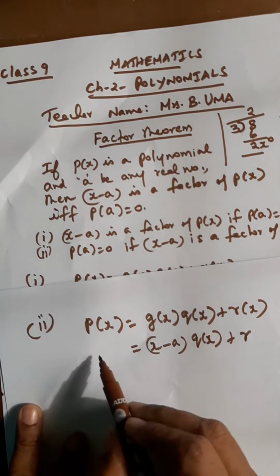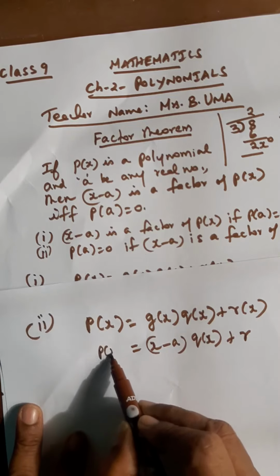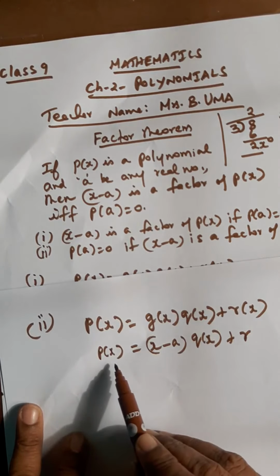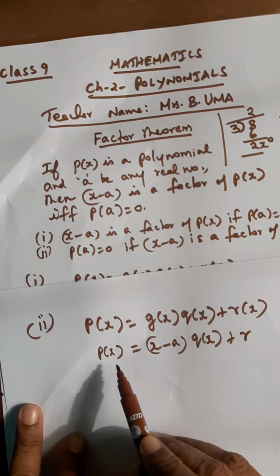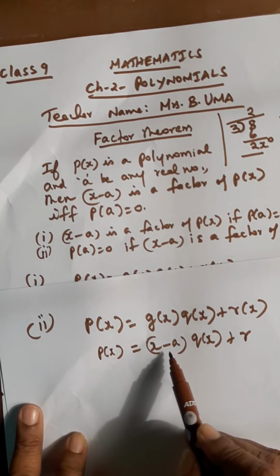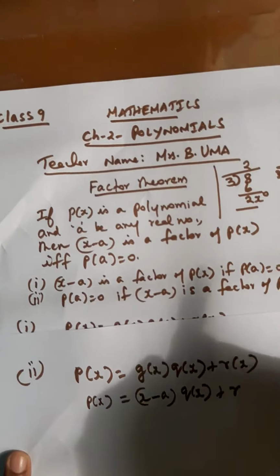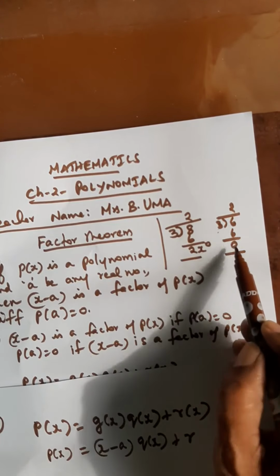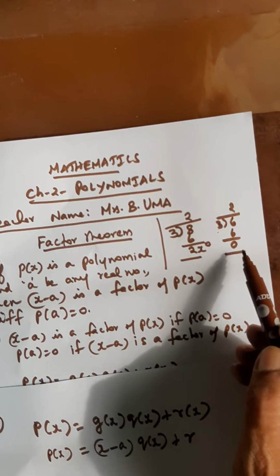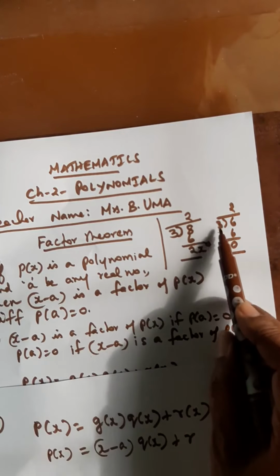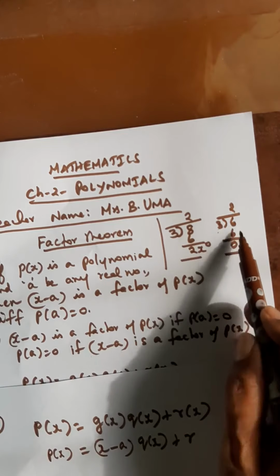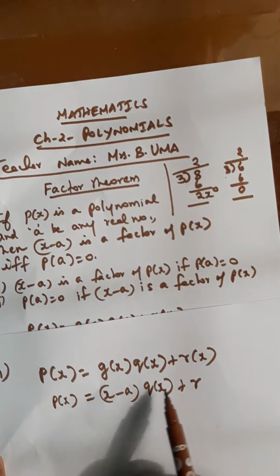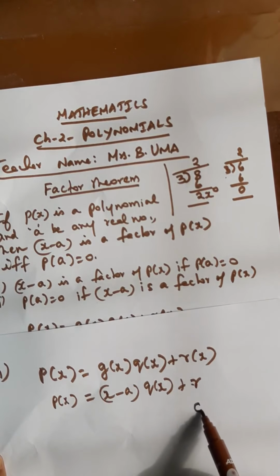Now, look here. This is P of x. It is given that x minus a is a factor of P of x. Once this becomes a factor of P of x, there won't be any remainder. See here, once 3 becomes a factor of 6, the remainder will be 0. Vice versa also: if the remainder is 0, 3 becomes a factor. If 3 is a factor of P of x, then the remainder is 0. So here it is said that x minus a is a factor of P of x, so automatically the remainder should be 0.